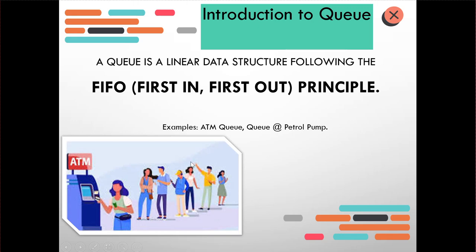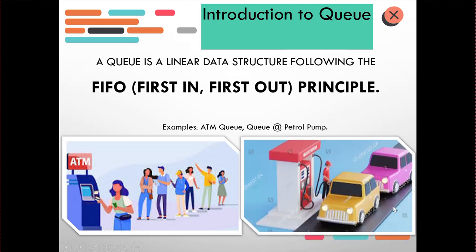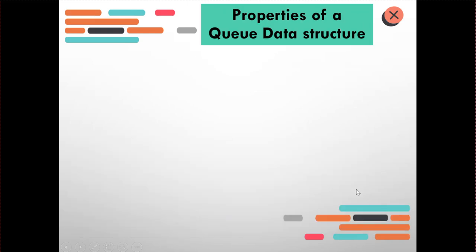On the left hand side you can see an ATM queue representation, wherein the user who has arrived first at the ATM would be the first one to leave after getting the services. Similarly, the vehicles which arrived at a petrol pump first would be the first ones to leave the scene.